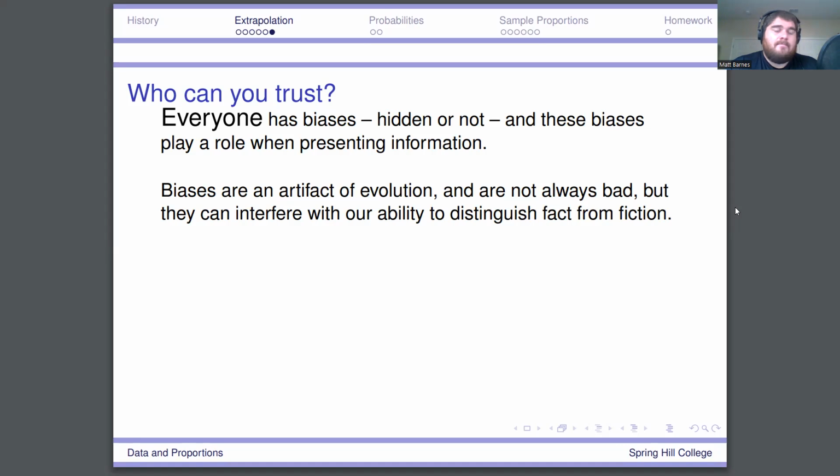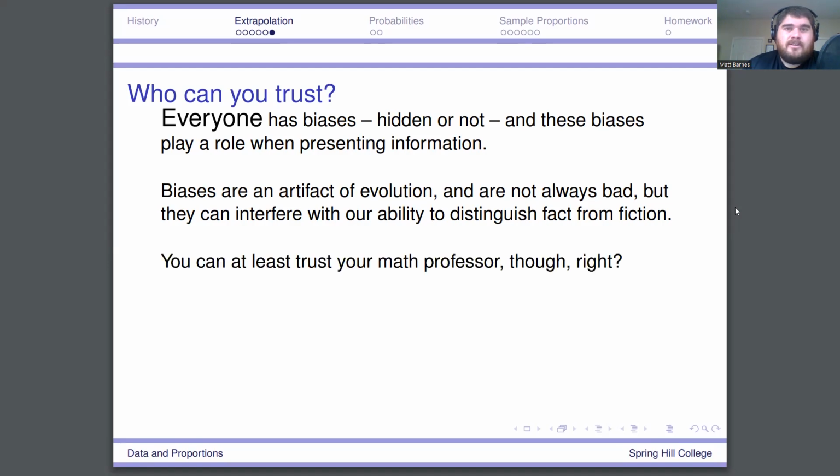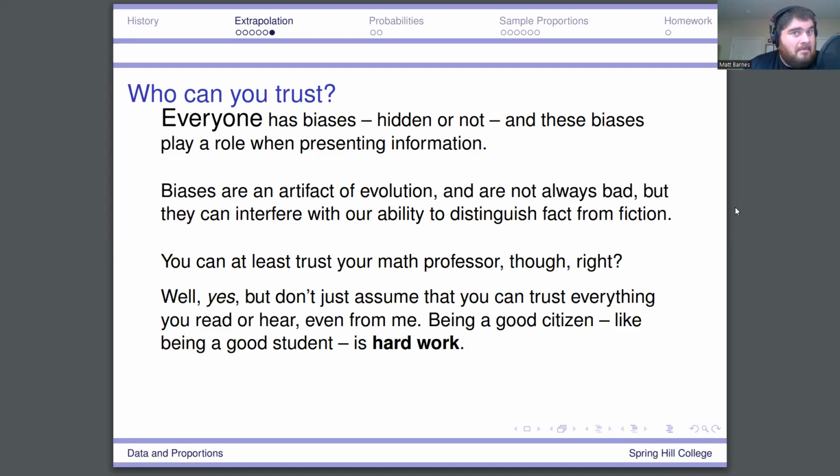And some of those biases may be on purpose, right? There may be some kind of reason, either monetary or influence or power or something like that, that people would want things to pan out a certain way. Sometimes the biases are just an artifact of our evolution, of our upbringing, of the experiences we've had. So the good news is you can at least trust me, hopefully. I try my best, but even I am not free from biases.